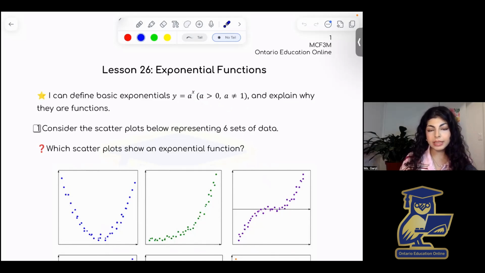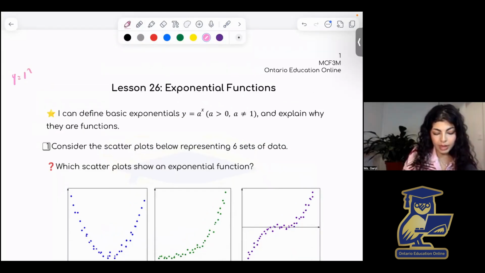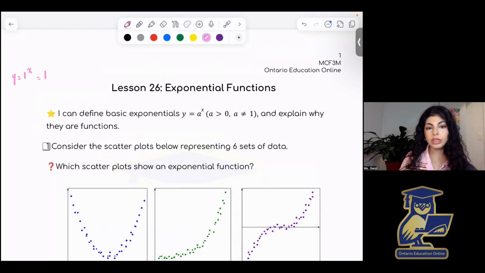The reason a is not equal to 1 is that 1 to the power of any exponent is just 1. So when you have y is equal to 1 to the power of x, any x value will just give me 1. So this is just y is equal to 1, which is a linear function. It is a horizontal line and it is not an exponential function. So a has to be greater than 0 and not equal to 1.